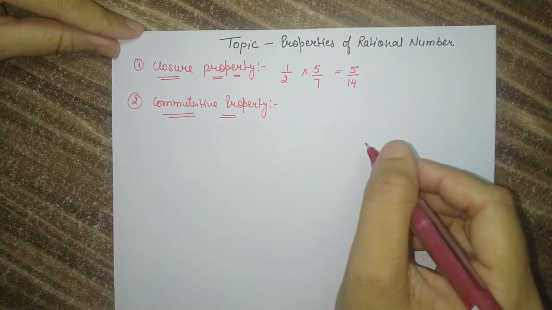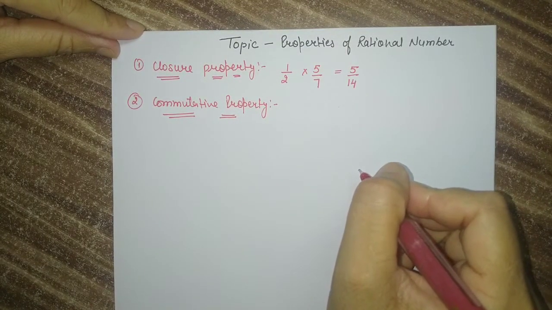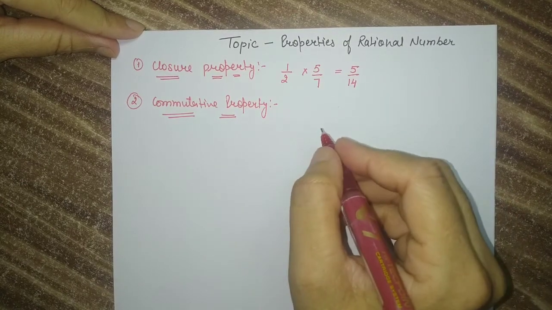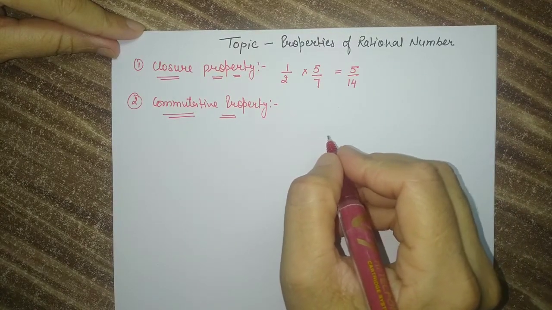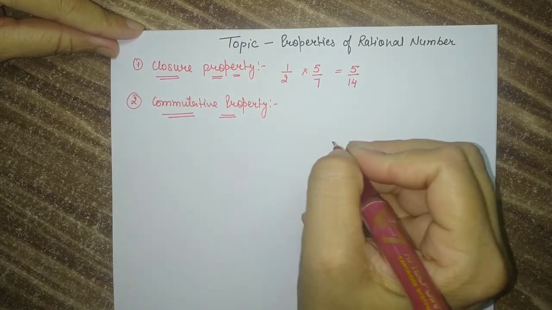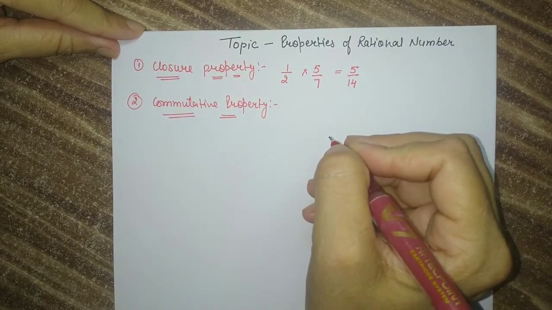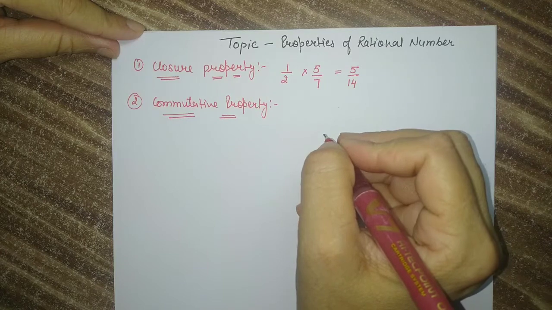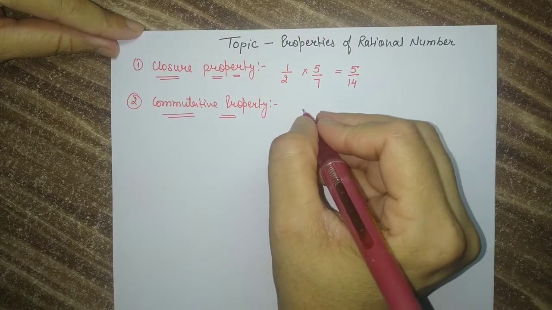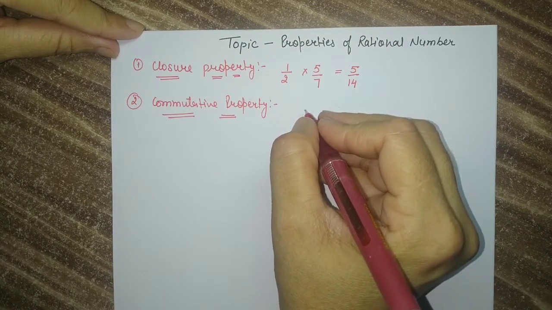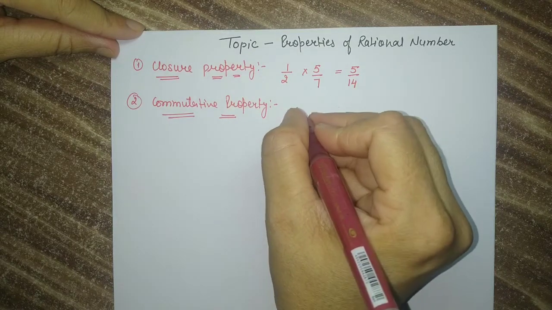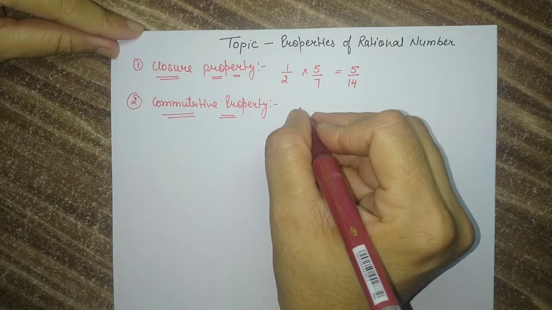Two rational numbers can be multiplied in any order. According to the commutative property, if we change the order, then there is no effect on the result. The result will remain the same. As we have discussed already in addition and in case of subtraction, the same thing we have tried in multiplication also.